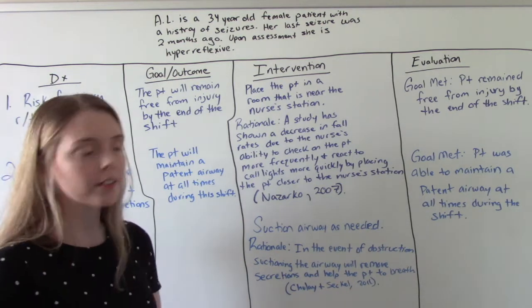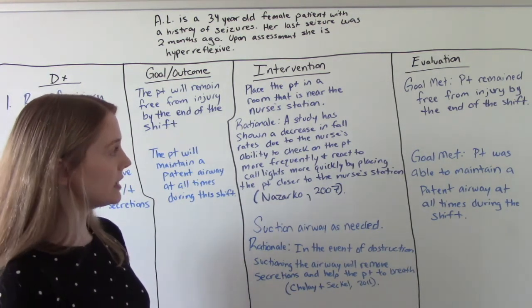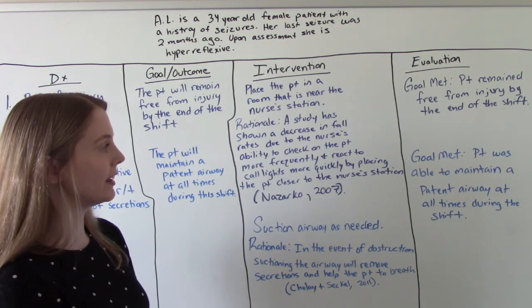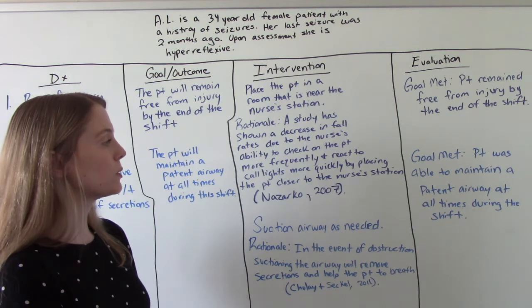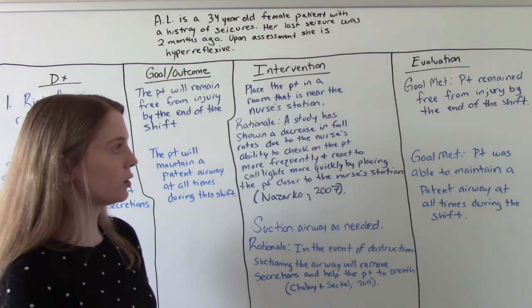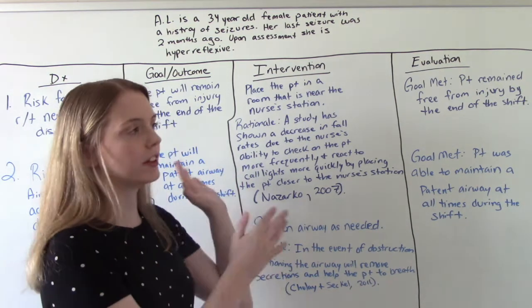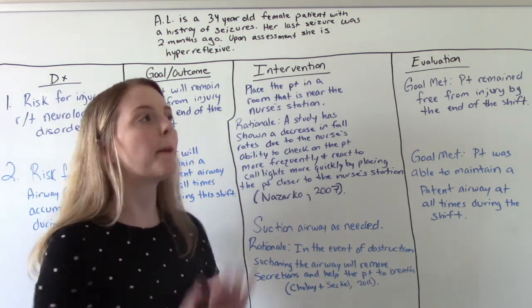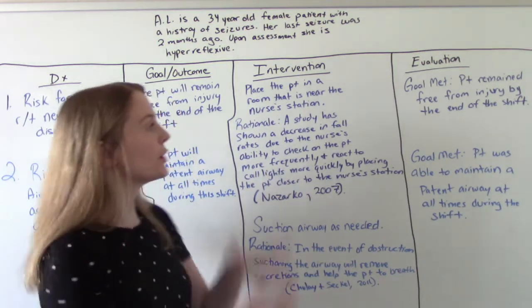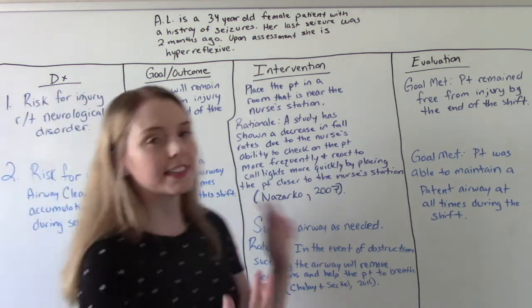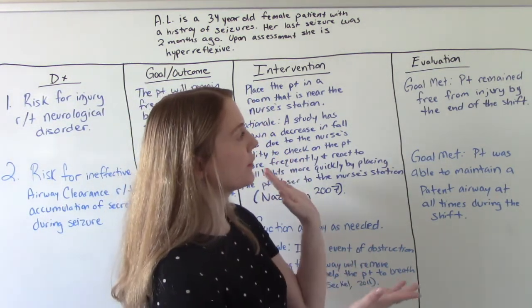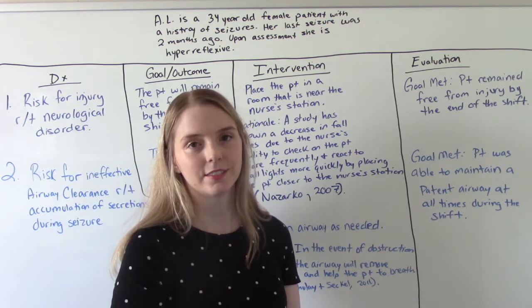And our rationale, a study has shown a decrease in fall rates due to the nurse's ability to check on the patient more frequently and react to call lights more quickly by placing the patient closer to the nurse's station. So she's less likely to get injured if she is in a room closer to the nurse's station because we can get to her quicker and we can check on her more. So let's say we've done that. She didn't have a seizure, so our goal was met. The patient remained free from injury by the end of the shift.